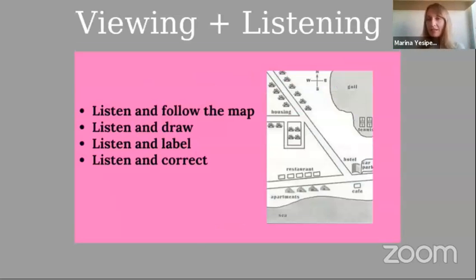Another thing, you might think, oh, this is a young learners course. Not really, this is the IELTS prep course. Listen and follow the map, listen and draw, listen and label, listen and correct. All these skills are connected with visual literacy. And some people, depending on the social context, here I come to social semiotics and social linguistics, may not know how to read this map. Yes, it could be a problem.